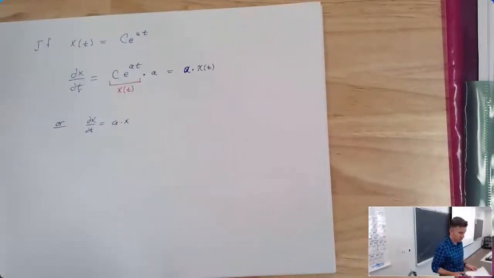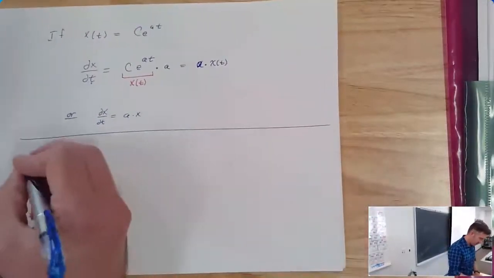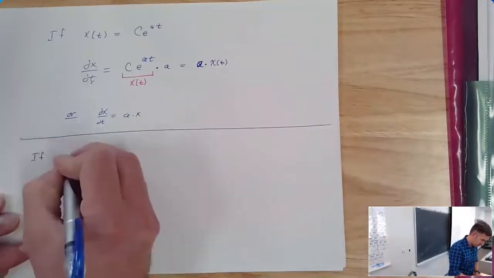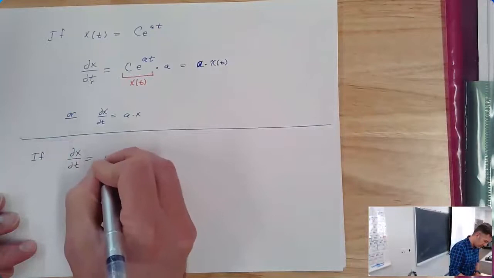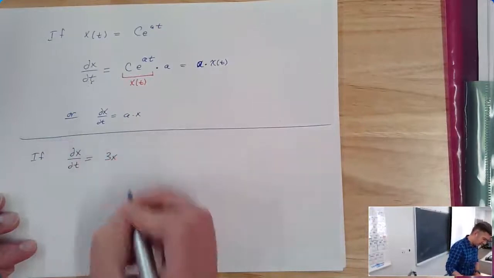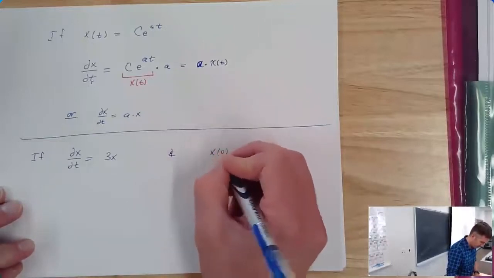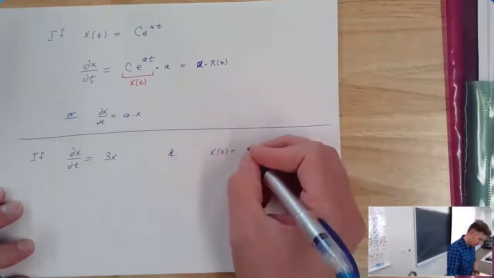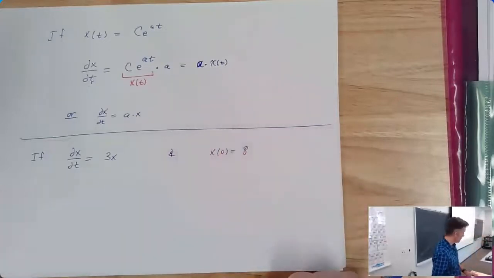Let's look at a couple examples just to drive this point home. If we were solving something like dx/dt equal to, I don't know, positive 3x, and we also know that x of 0 is equal to, let's make something silly, like 8. We can solve this differential equation. Specifically, we can find the particular solution.